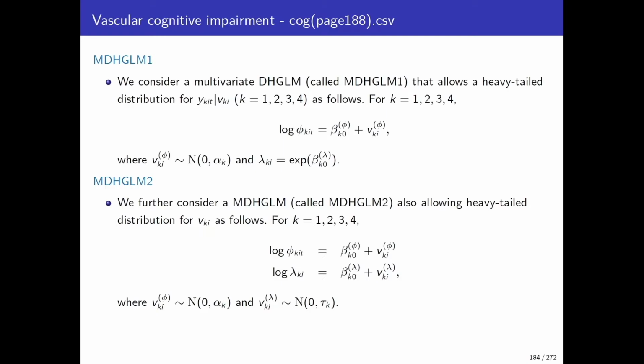MDHGLM1. We consider a multivariate DHGLM called MDHGLM1 that allows heavy-tailed distributions for Y_kij with conditions v_ki, for k = 1 until 4, as follows. For MDHGLM1, we have log theta_ki = beta^theta_k0 + v^theta_ki. And for MDHGLM2, we have log lambda_ki = beta^lambda_k0 + v^lambda_ki.